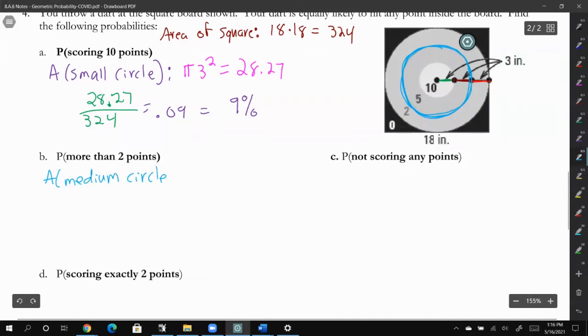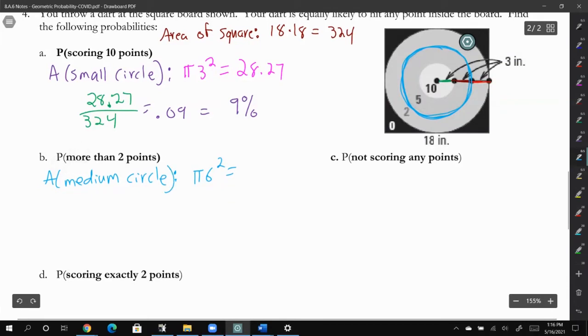So the area of the medium circle is pi times 6 squared. And I'm writing it out like this, like I'm finding the area of each of these circles separately, because we might need to use them in a separate problem. Like we may have to go back and use this 28.27 for a different part of the problem.